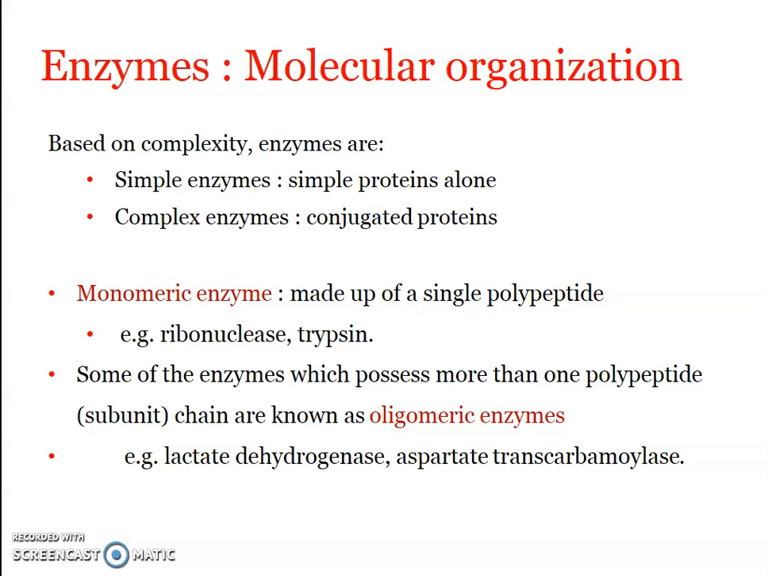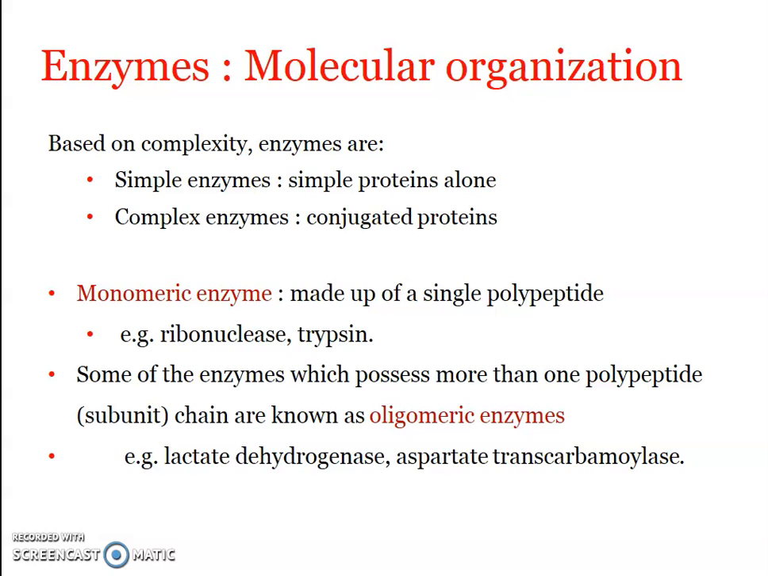Now oligomeric enzymes, on the other hand, are made up of more than one polypeptide. Each polypeptide chain is known as a subunit. Since they are made up of more than one polypeptide chain, they are known as oligomeric enzymes. The examples include lactate dehydrogenase, which we have already mentioned earlier with respect to the classification, and then aspartate transcarbamylase. These are two examples of oligomeric enzymes.